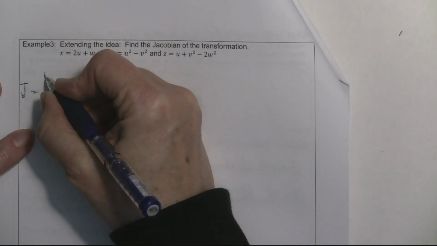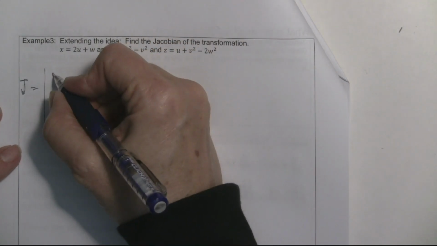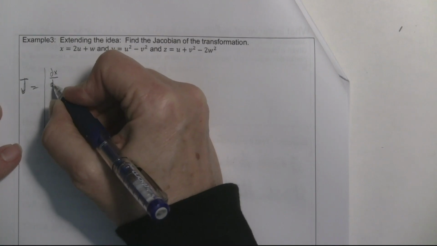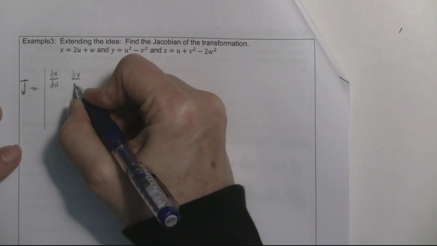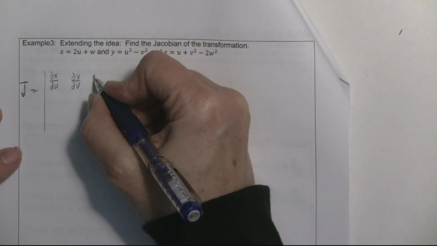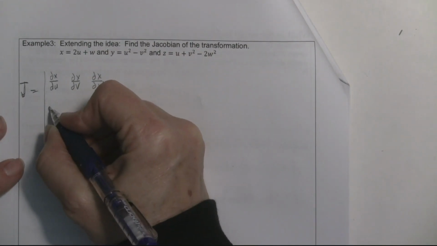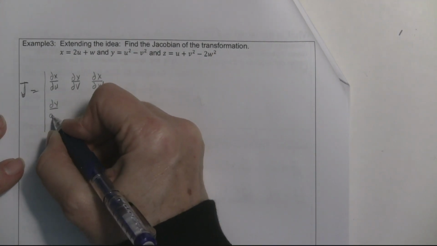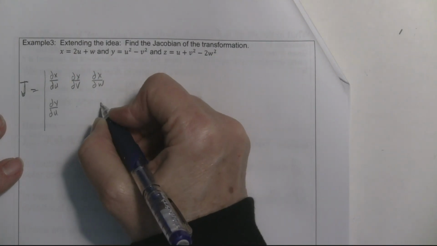It would be a determinant that is 3 by 3, and it would be dx, the partial with respect to u, and then with respect to v, and then with respect to w, and then the same thing, a row of these with y: partial of y with respect to u, with respect to v, and with respect to w.